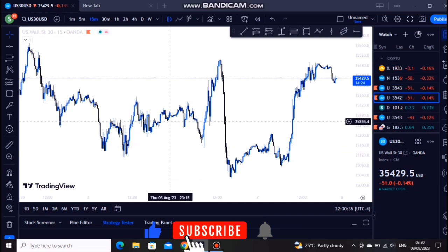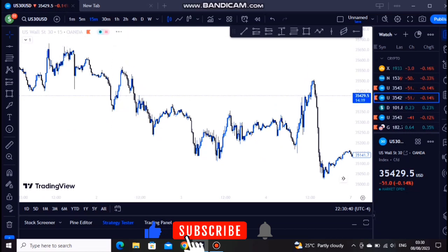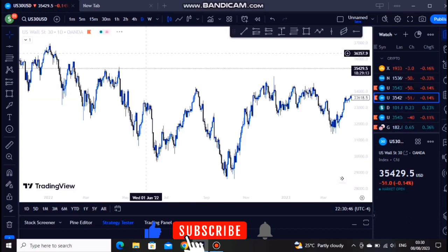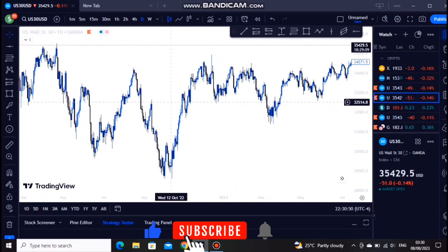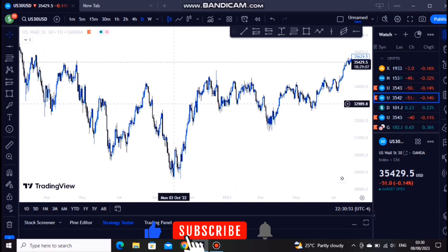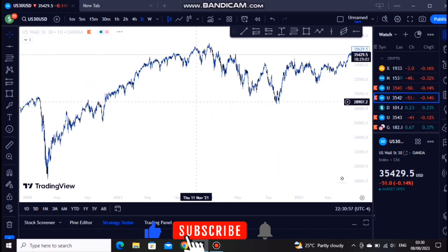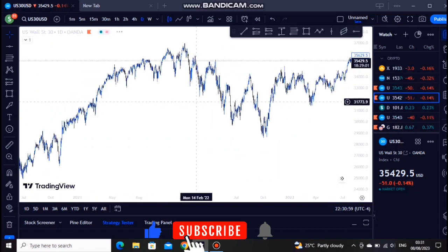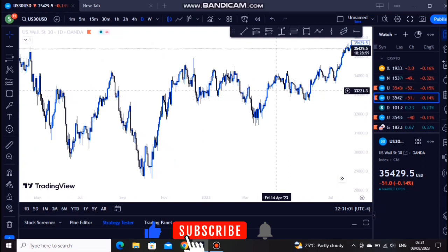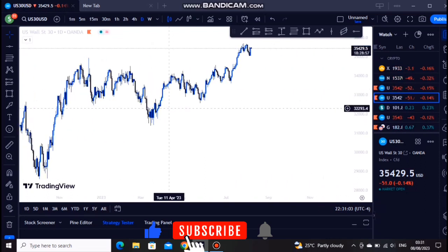Right now we are on the 15 minutes time frame. We will have to go to the daily time frame, and you can also go to the weekly from there. But me, I like using the daily, because this chart has been moving upwards since day one, moving up and up. It's not really a trendy market like that, but it's in an up direction most of the time.